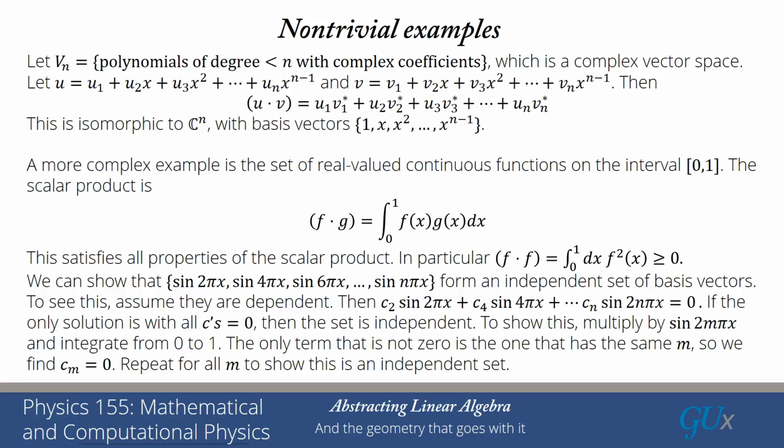And then by multiplying by sine 2 pi x and sine 6 pi x and all the way out to sine 2n pi x, each one of those times then doing the integral, I can show that in turn every c2m is equal to 0. And so if every c2m being equal to 0 is the only way that I can get this expression to equal 0, then the set is independent. And so this is the way that you can prove that the set sine 2 pi x, sine 4 pi x, etc. actually forms a basis for the set of real valued continuous functions on the interval between 0 and 1. Now, whether or not it spans the space, that is a more complicated question.